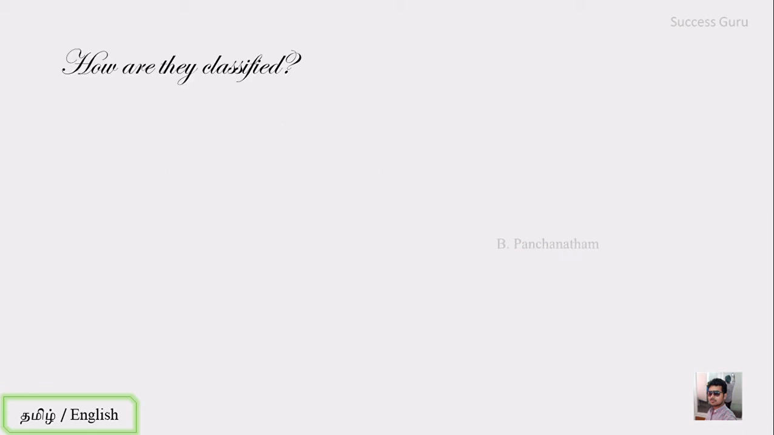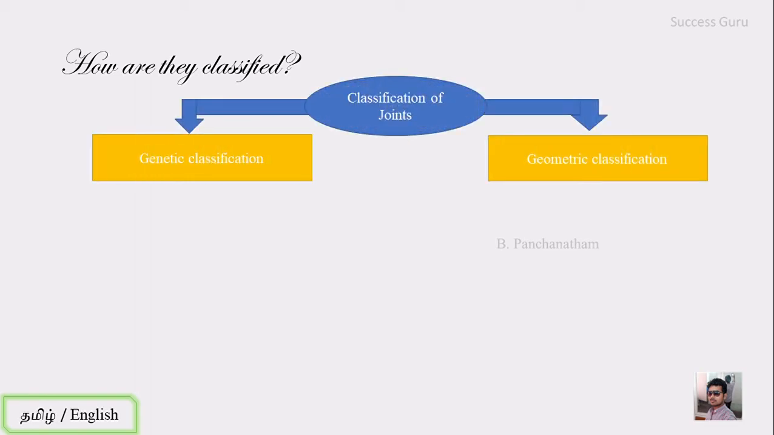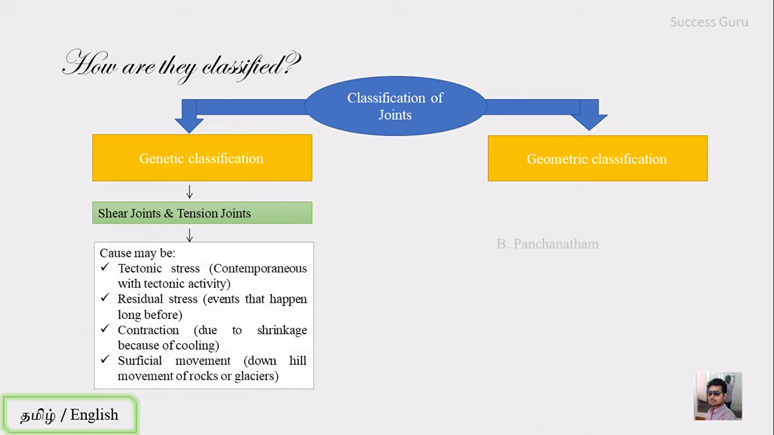The next one is the classification of joints. Joints are classified broadly into two: the first is the genetic classification, and the second is the geometric classification. According to origin, joints are classified into shear joints and tensional joints. These joints may be formed due to four reasons. The first is tectonic stresses, contemporaneous with tectonic activity. The second is residual stress, from an event that happened long before. The third is contraction due to cooling. The fourth is surficial movement downhill, maybe of a rock or a glacier. So these are the four possible reasons for the formation of shear and tensional joints.